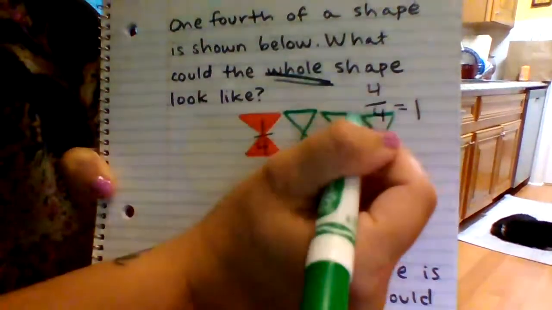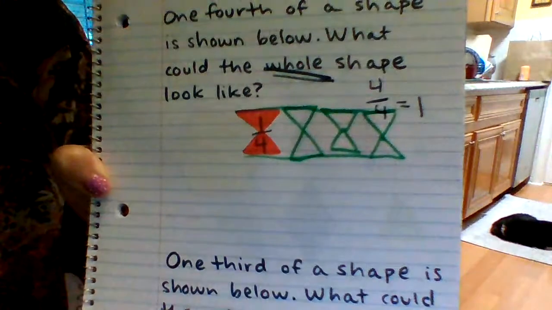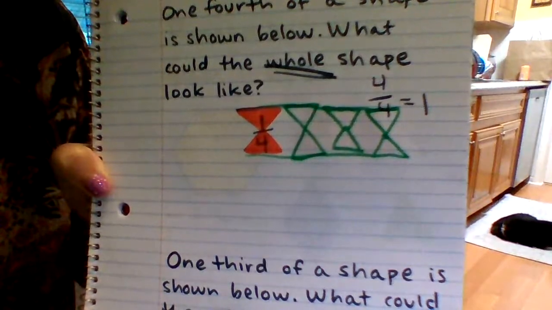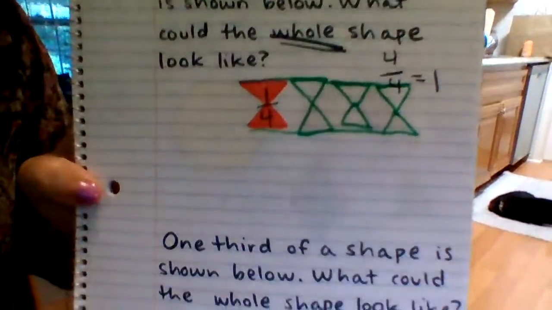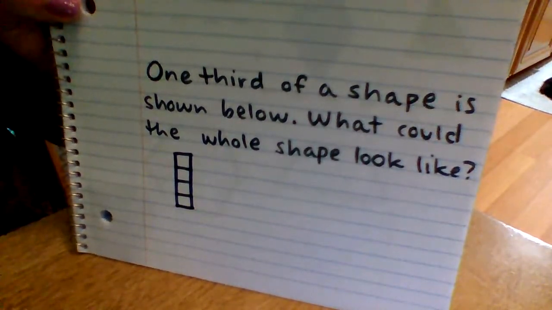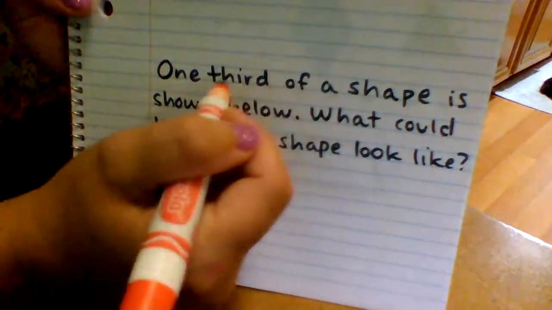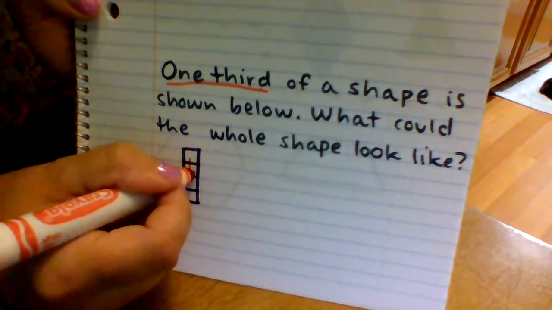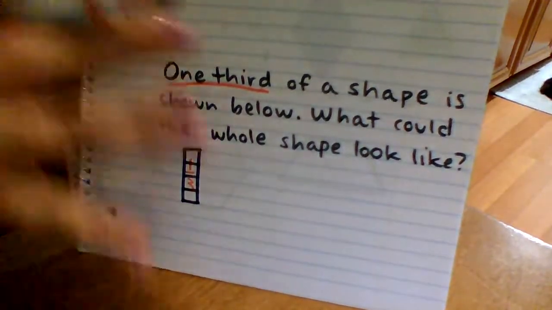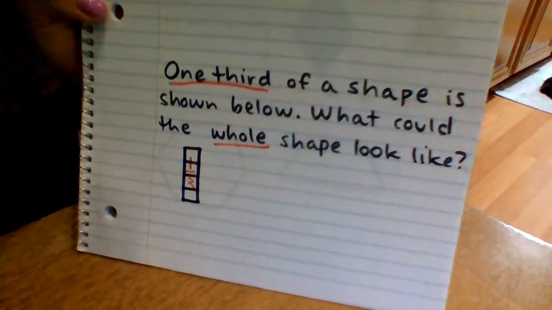So if this were to create a whole shape, it might look like this. 1, 2, 3, 4 parts because this part is 1/4. Okay. Same kind of thing happening down here. All right. 1/3 of a shape is shown below. What could the whole shape look like? So this piece is 1/3. Even though it's cut into 4 parts, ignore that. That's just to mess with the mind a little bit. This piece is 1/3, and we want to create a whole, right?